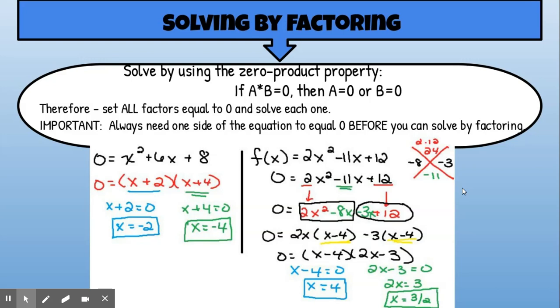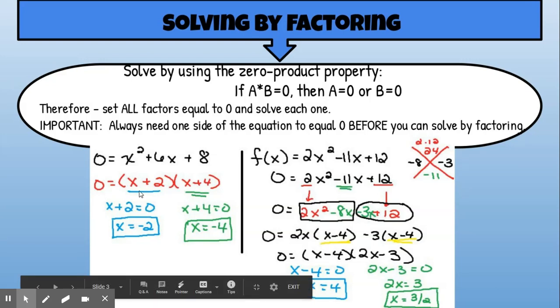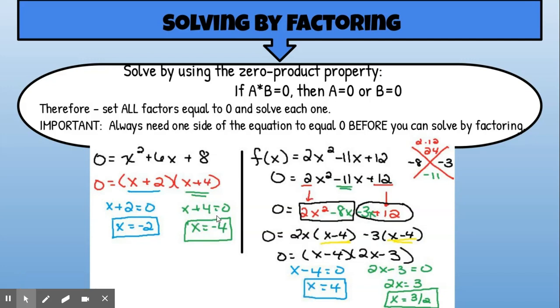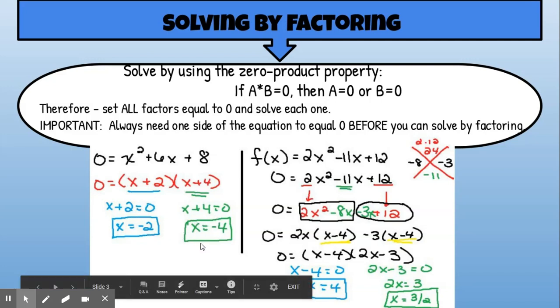So I have 2 equations done here. The one on the left-hand side, x squared plus 6x plus 8, simple trinomial. Factors of 8 that add to 6 are 2 and 4. It's a 1 as my leading coefficient, so I can use a shortcut and just make it x plus 2 and x plus 4. And then you can see here, I simply just took each individual parenthesis and I set it equal to 0. And there's my 2 solutions.